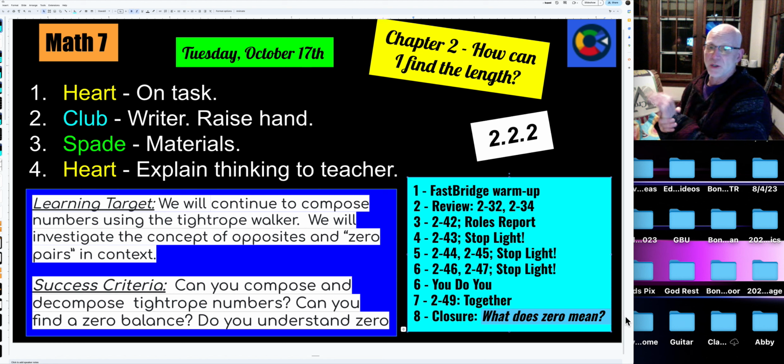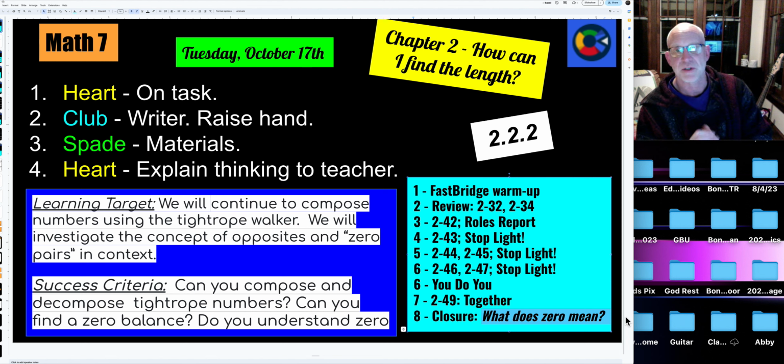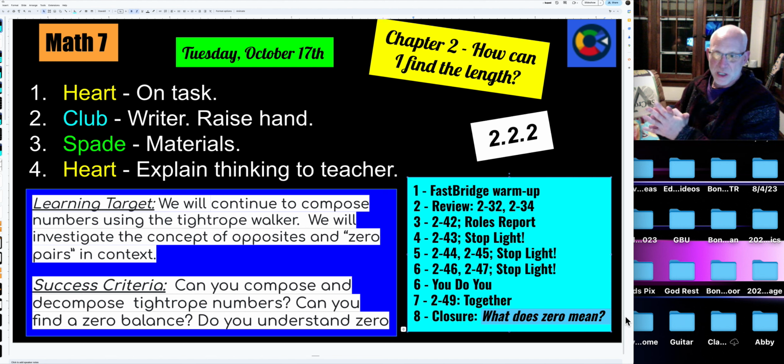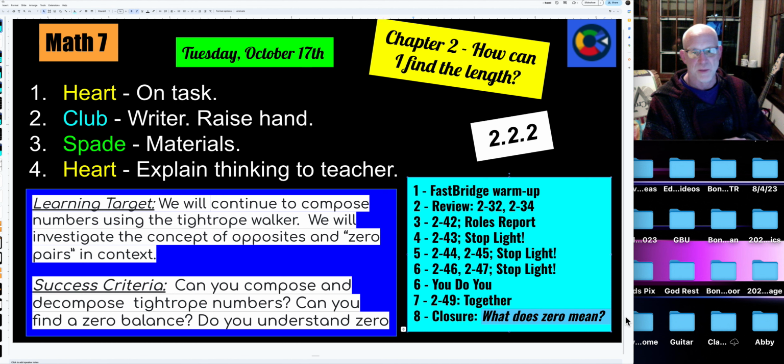So that's what we're doing on 2.2.2, Chapter 2, How Can I Find Length? We're still talking about Cecil, and we're also talking about zero pairs, and do you understand zero? We also introduced absolute value. I forgot about that too.